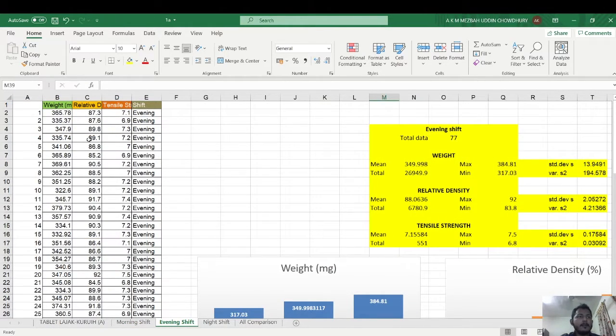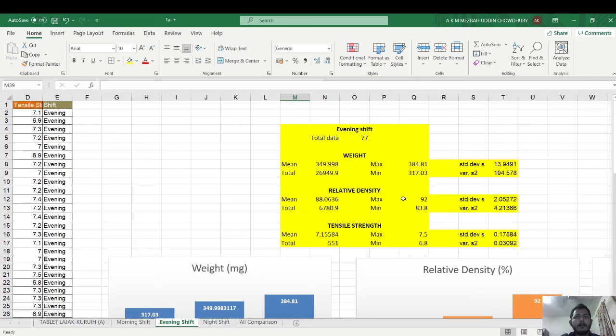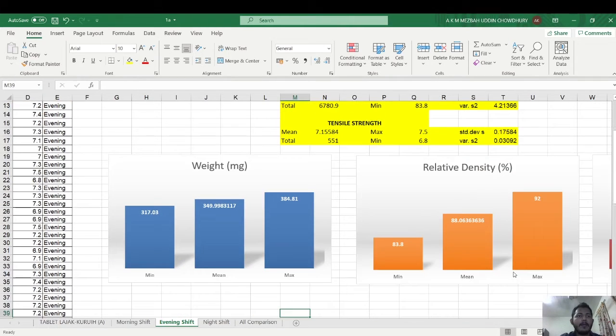In this Excel sheet, we have only the evening shifts. So the total evening shift data is 77. So here we have the mean, the maximum, the minimum, the standard deviation, the variance for the evening shift weight, for the evening shift relative density, and the evening shift tensile strength.